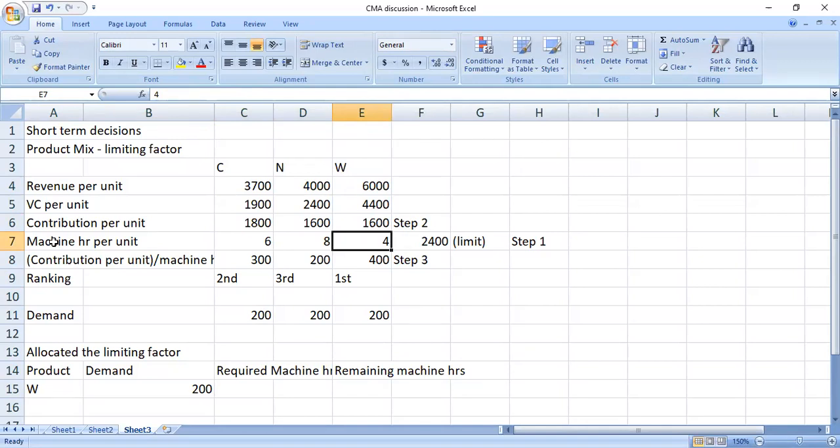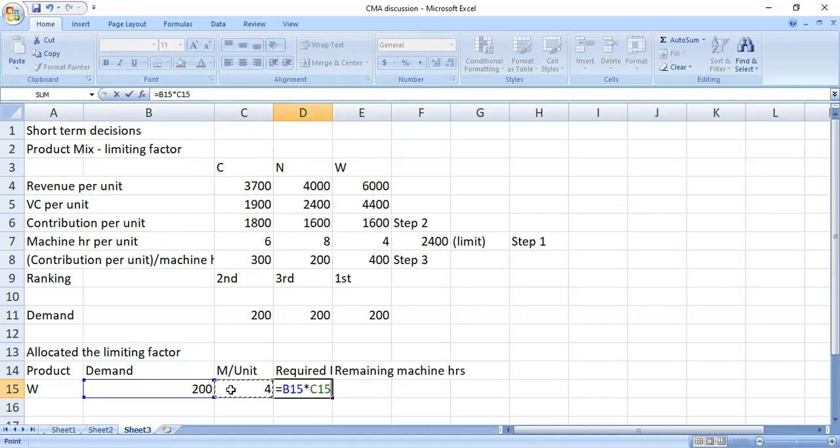So if you're going to produce 200 to meet the demand, you need 200 times 4. Hope that is clear. Maybe I should create another column for that. Let's say machine hours per unit. Here we have 4. So the required will be 200 times 4. So you need 800 hours to produce the 200.